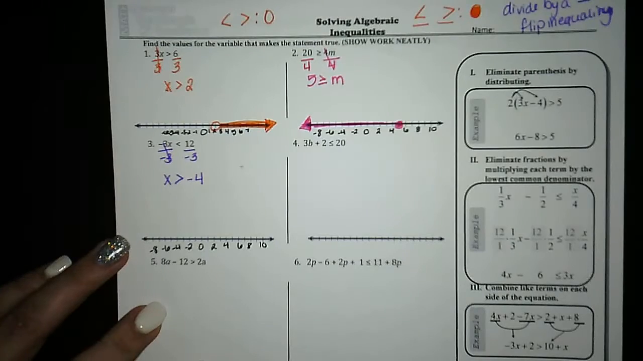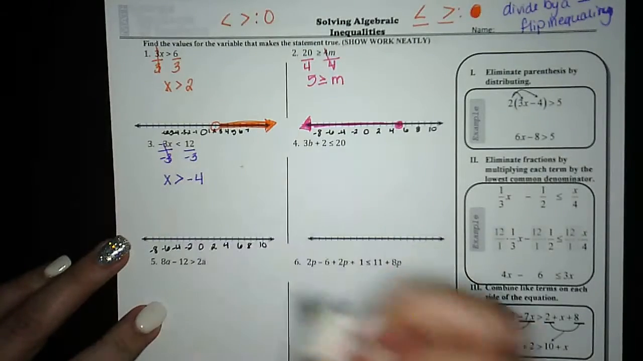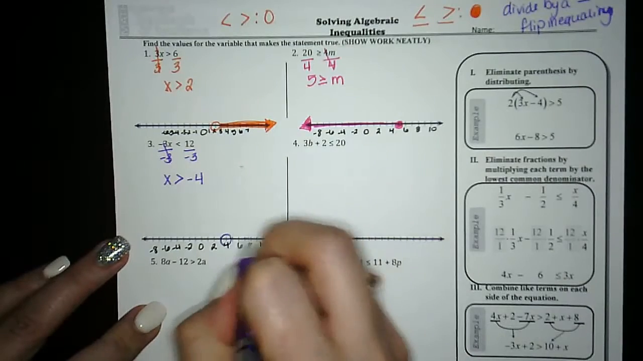So when we plot this, we plot it at -4, and it's an open circle. It doesn't have the equal to sign. And x is greater than.